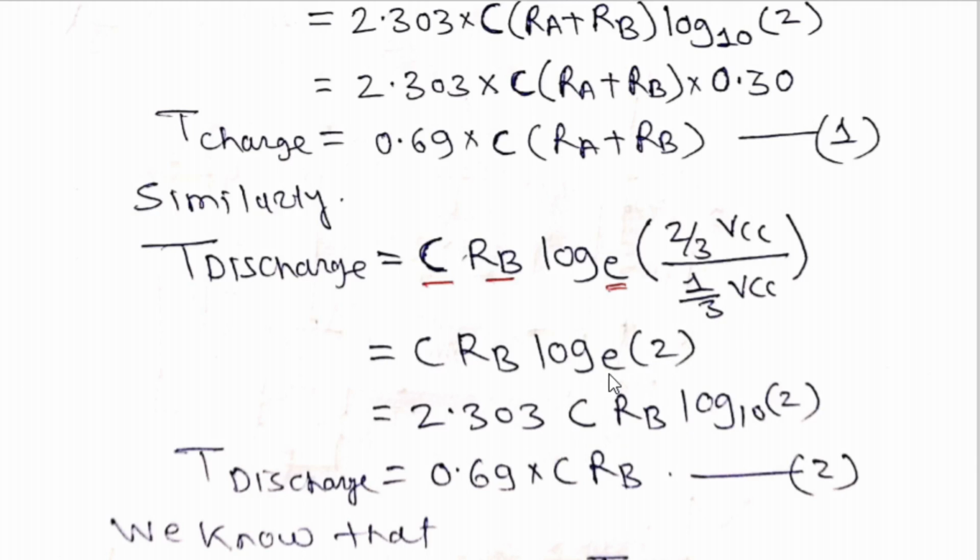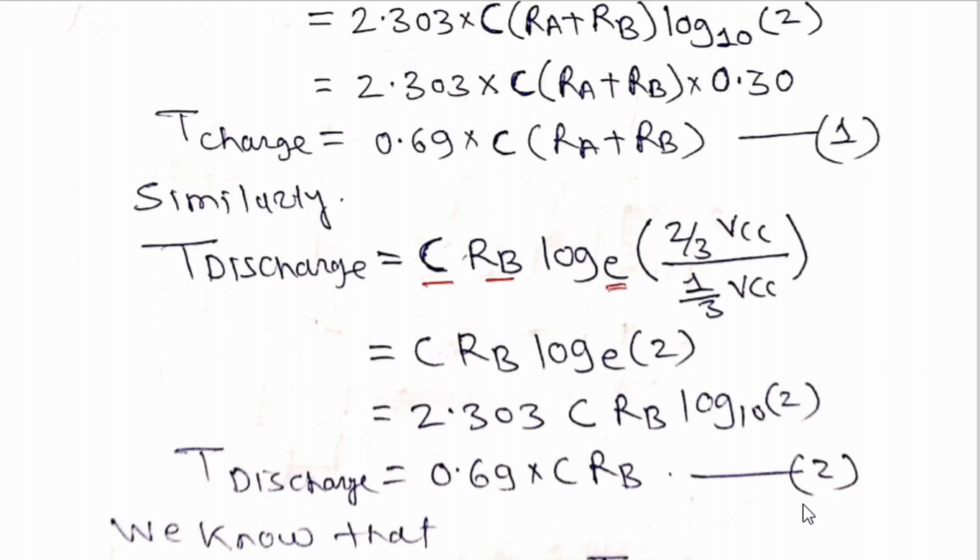Let us now convert this log to the base e to log to the base 10. When you convert, you multiply by 2.303, C as it is, RB as it is, log to the base 10 of 2. Now you do this calculation, and you will get T discharge is equal to 0.69 into C into RB. So you got two equations: equation number 1 for T charge and equation number 2 for T discharge.